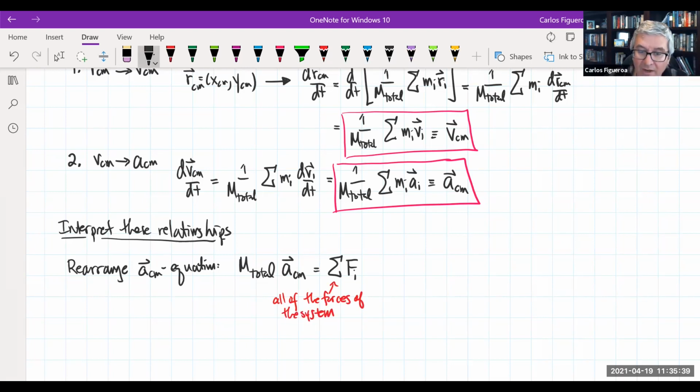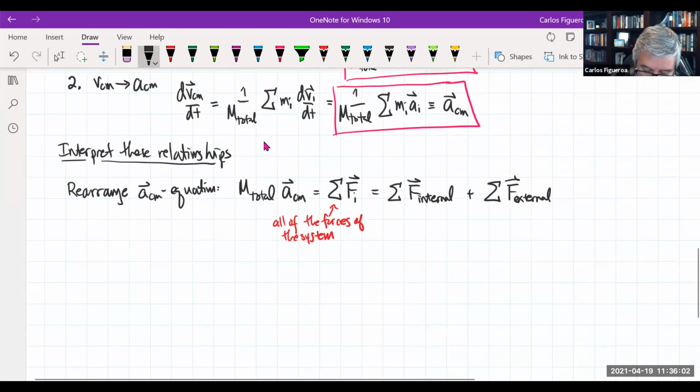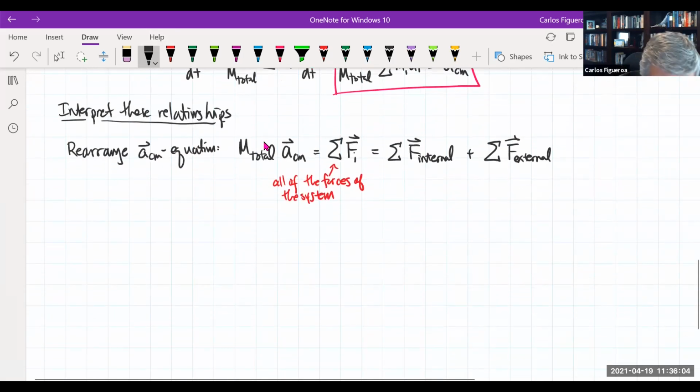But wait a minute, what does that mean? That means here it should be the sum of all of the internal forces plus the sum of all of the external forces acting on the system. Well, check it out. There's something really, really interesting that happens here.